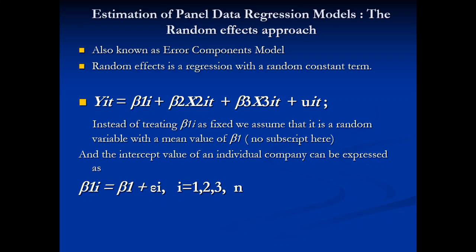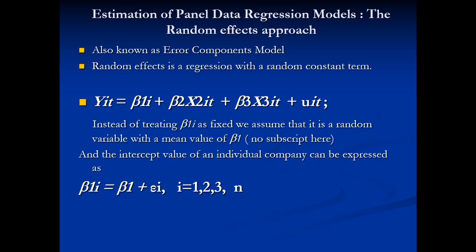It's called a random effects model because whatever changes in the panel data is captured by the intercept term. Here we take the intercept term itself as a variable. Normally the intercept term is fixed. So here in the random effects model, we take the intercept term as variable. That's why I have written yit is equal to beta 1i rather than beta 1. So beta 1 is the average.